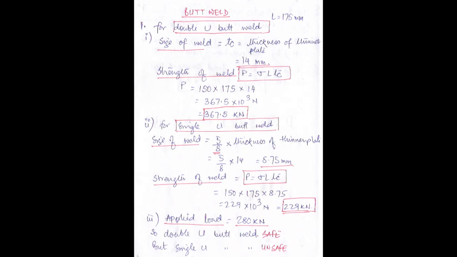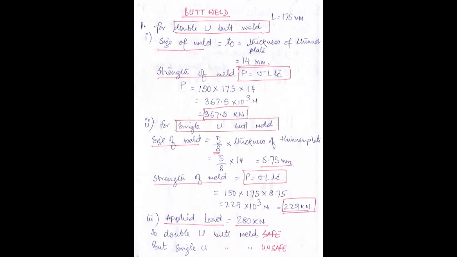But here in part 1, what they have told is that the butt weld is the double U butt weld. Correct? Before that, what is the effective length? Effective length is L, that is 175 millimeter. It is given in the question. So let us write it down: L equal to 175 millimeter. Now we will be solving for part 1, that is for double U butt weld.